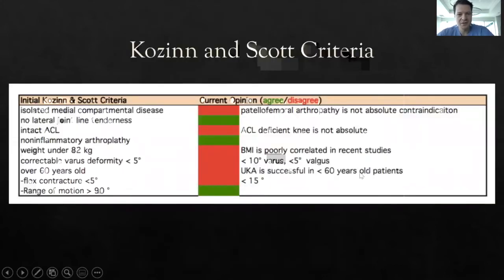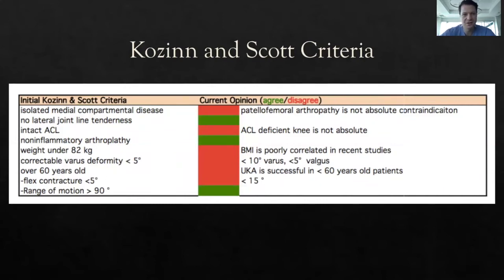So historically, after this part of the talk, you're wondering, well, why would we ever not do a partial knee? And so we have to go back in history a little bit to look at when the first partial knees were done, and why did they fail?